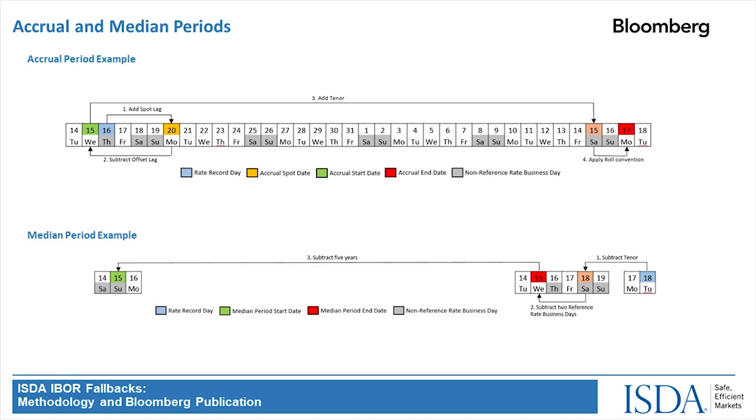In this example, the end date is the 15th. If we assume we're considering the same IBOR and tenor as in the accrual period example above, you will note that if the rate record day was the 15th rather than the 16th, then the end date would still be the 17th of the following month, and that this is not 2 reference rate business days prior to the rate record day for which we are calculating the median period, and so would be excluded.